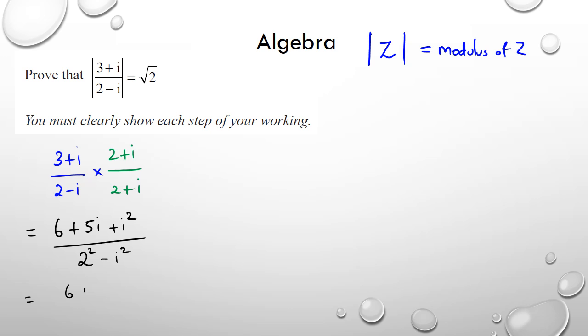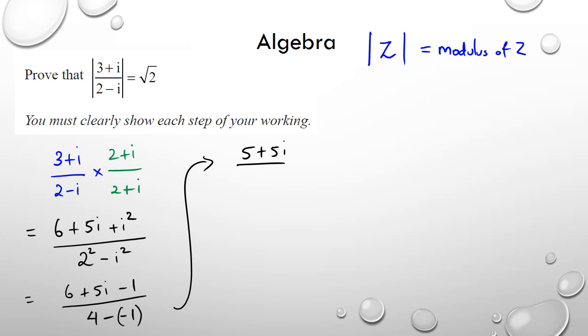All right, so then we have 6 plus 5i minus 1 divided by 4 minus 1. So this could be written as 5 plus 5i divided by 5. Is that okay so far? So this complex number now can be written as 1 plus 1i, because that's just simplified. Is that okay?